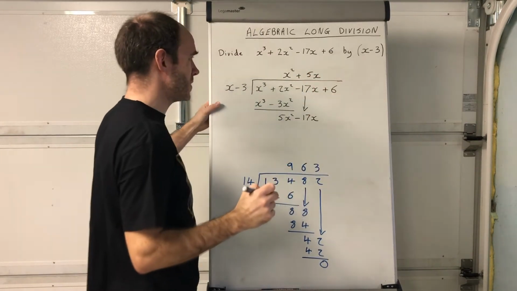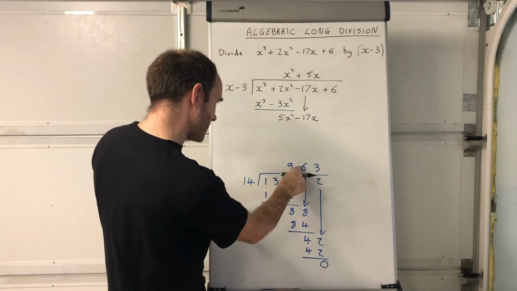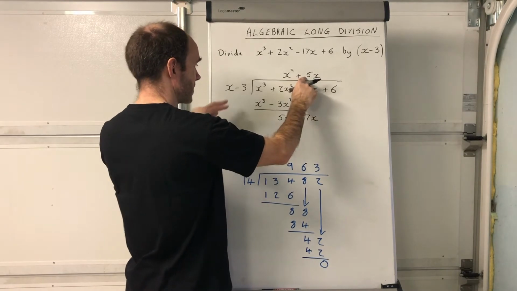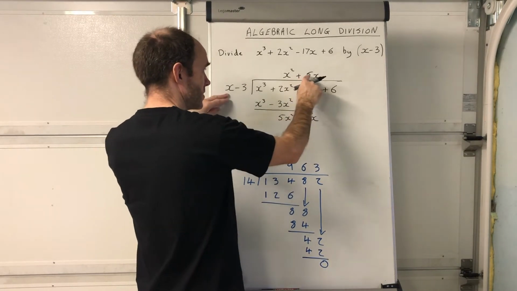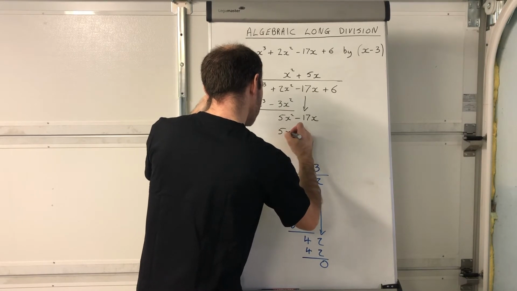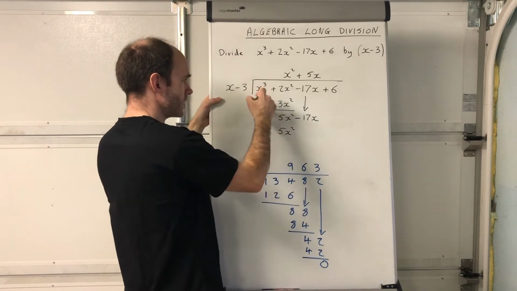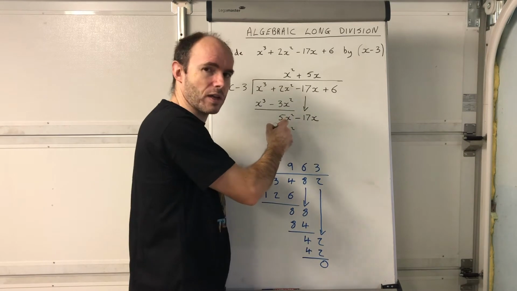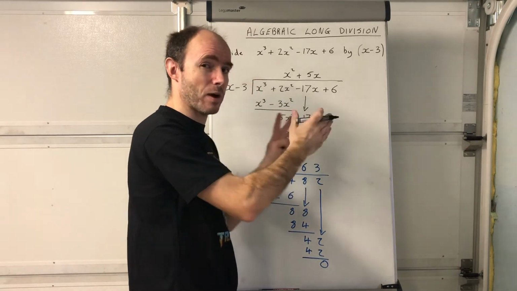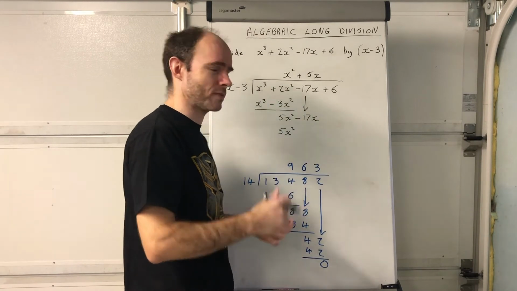And then what do we do? Well, here we did 6 times 14 and wrote the answer in. We'll do the same here: 5x times x minus 3, and write the answer in. So 5x times x is 5x squared. Incidentally, notice every time you do these, these two will be exactly the same. If they're not, you've done it wrong somewhere, because these have got to cancel out. Basically what's happening is the powers are diminishing as you go through the long division process.